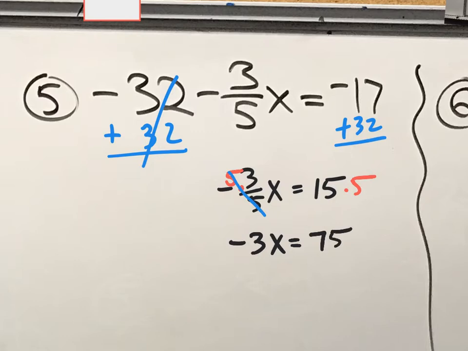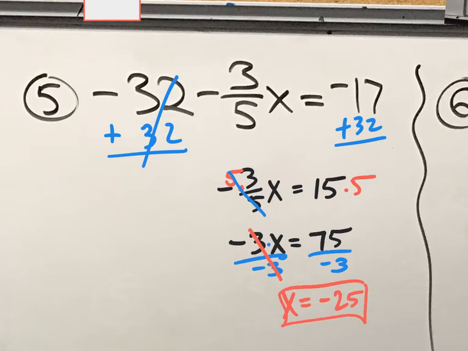So for my final step right here, I'm going to divide by negative 3 to get rid of that multiplication of negative 3 in front of the x. And what I do to one side, I do to the other side, divide by negative 3. So the 3's cancel, x comes down, x equals negative 25. So we're done with number 5.